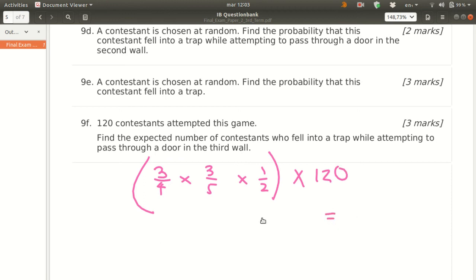Okay, so this, I believe this was what, 31 over 40? No, sorry. Let's do the calculation. So 3 times 3 is 9, times 1 is 9. 4 times 5 is 20, times 2 is 40, times 120. So 120 divided by 40 is 3. So 9 times 3 is 27. Okay.